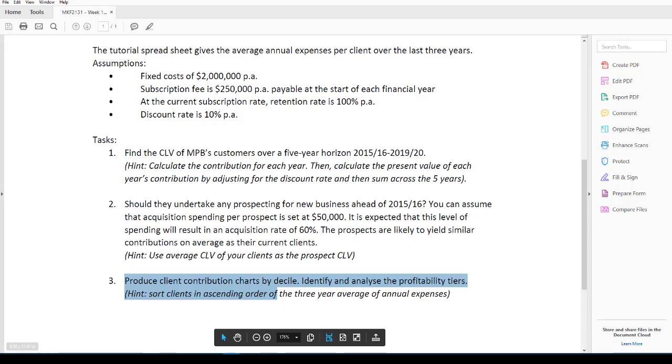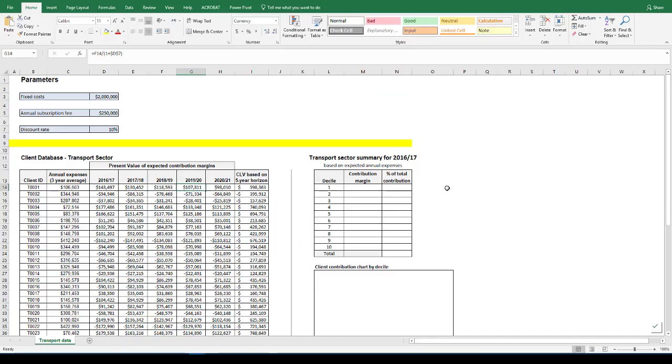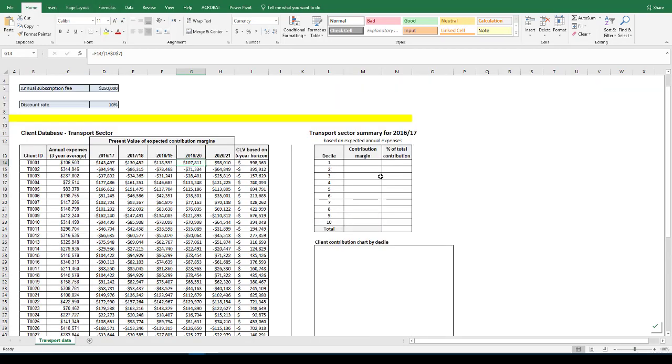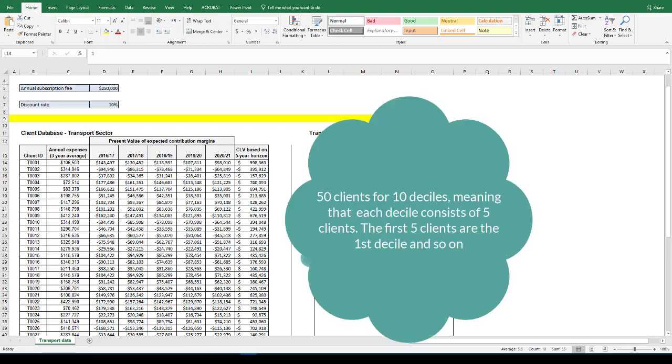Let's go back to the data. So this is the data. We have found the CLVs, and what we want to do is to classify the 50 customers into 10 deciles. What does decile mean? When we have 50 clients and we want to categorize them into 10 deciles, it means that each decile consists of 5 clients. The first 5 clients are the first decile. The second 5 clients belong to the second decile, and so on.